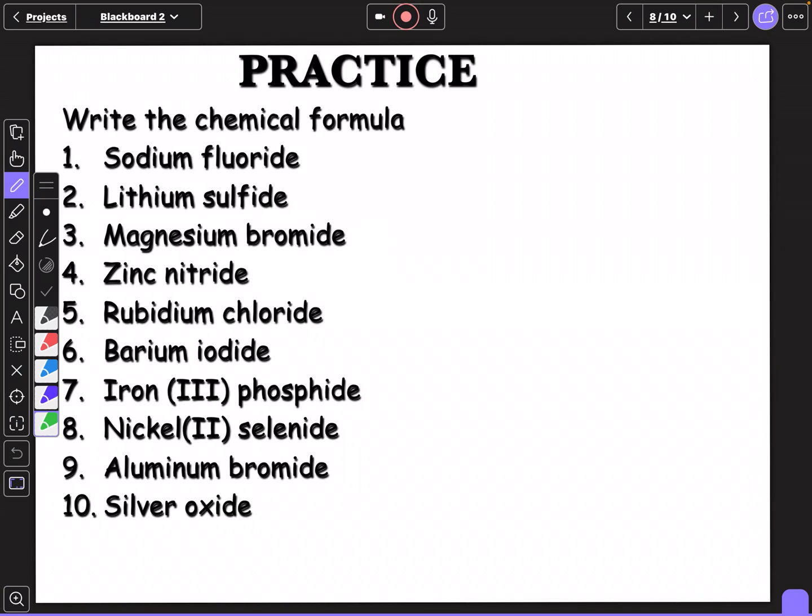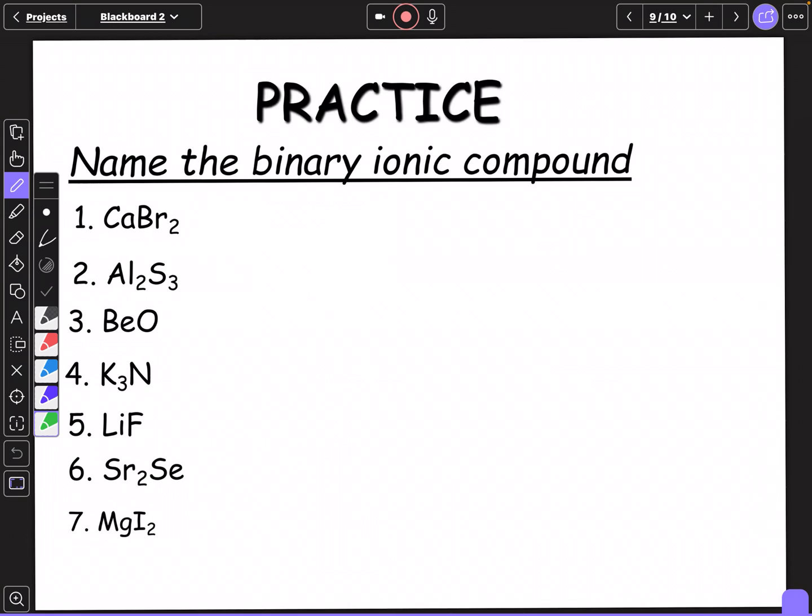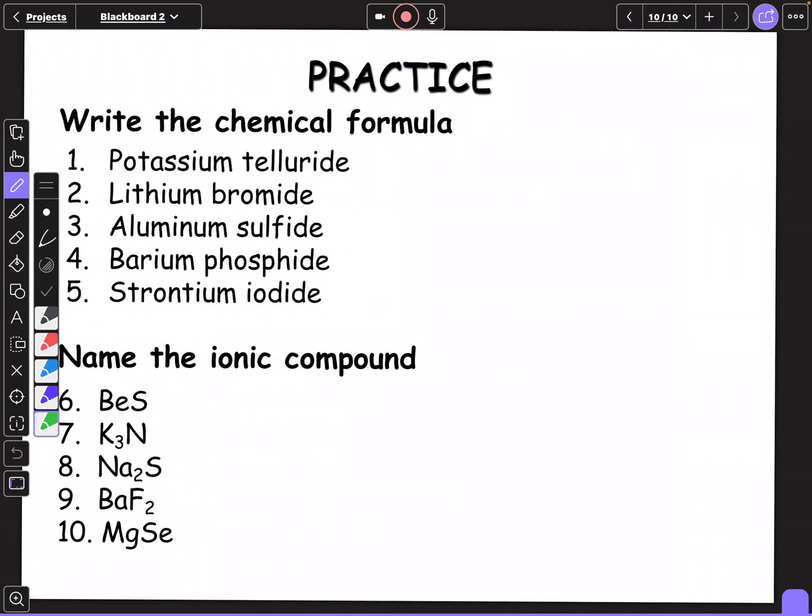Okay, so now you have some practice problems to do. You need to work these. When you're completely finished, you can check your answers with the PowerPoint.